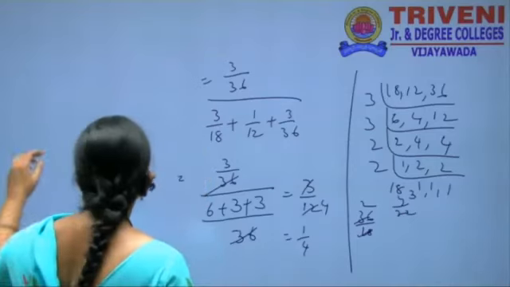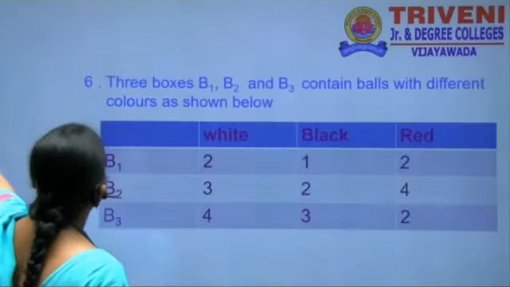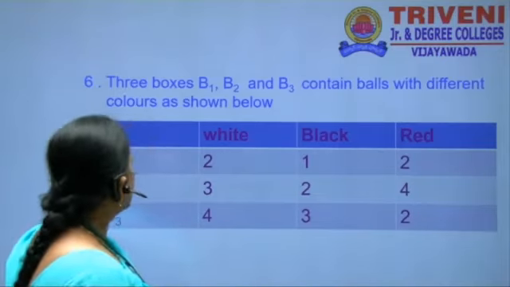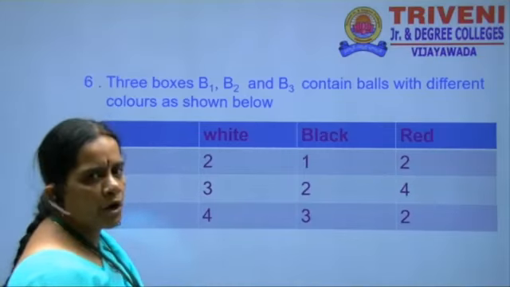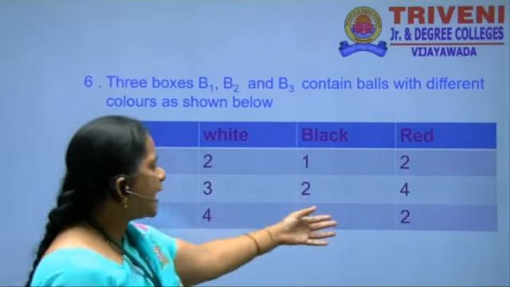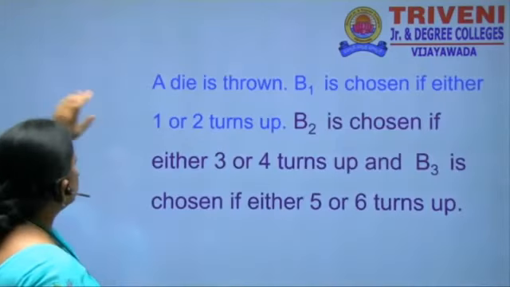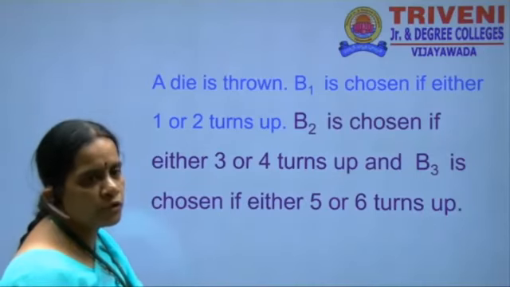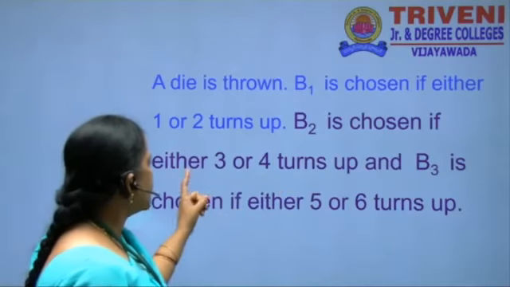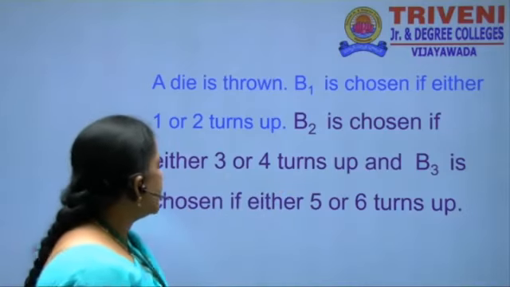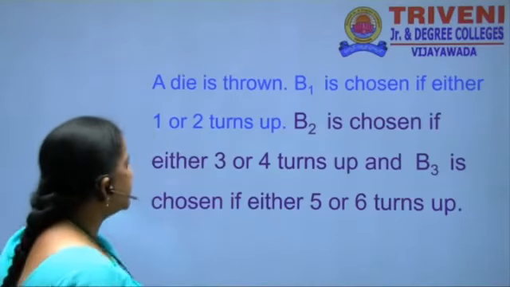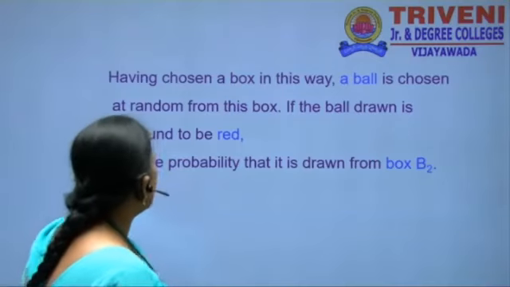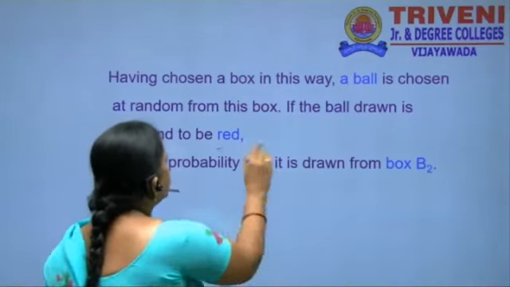Okay. And then we are going to the next problem. Here also 3 boxes are there. It contains balls with different colors: white, black, red. And a die is thrown. B1 is chosen if either 1 or 2 turns up, B2 is chosen if either 3 or 4 turns up, and B3 is chosen if either 5 or 6 turns up. Then, having chosen a box in this way, a ball is randomly selected and the ball is red.